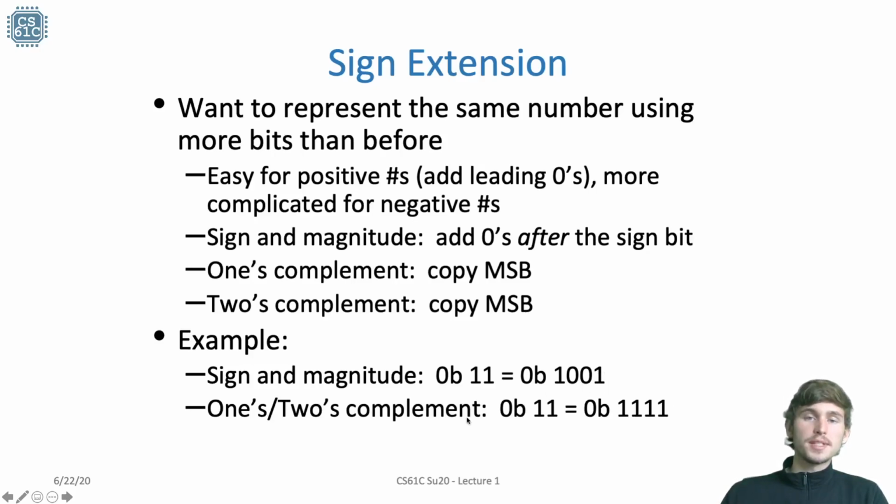1's complement and 2's complement is once again the exact same thing. So we have the value 0b11. If we want to make that 4 bits now, we just take the sign bit, which is a 1, and just copy it over to all the new bits that we have. So we just put 1, 1 here.